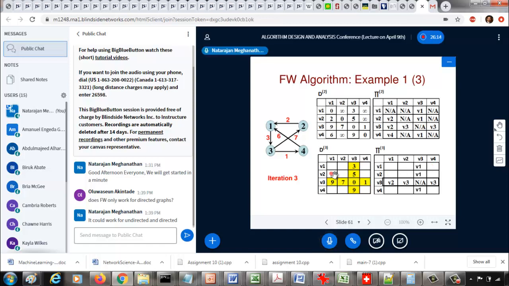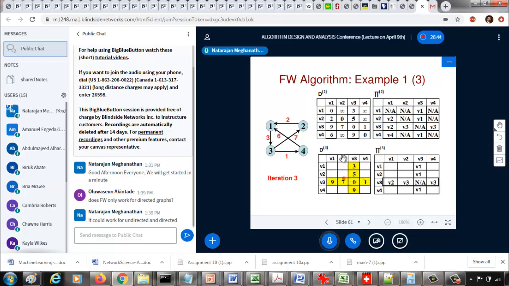Now this cell from V2 to V1 is currently 2, the distance from V2 to V1. Can we do less than 2? So we have to find the highlighted row and column. It will be 9 vertical, and horizontal is going to be 5. So 5 plus 9 is going to be 14, not less than 2. So we stay with 2, and whatever is the predecessor we have, which is V2, you have to write the same predecessor V2 here for that cell.